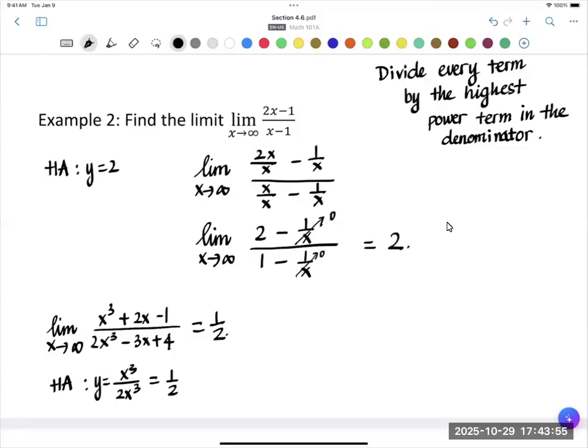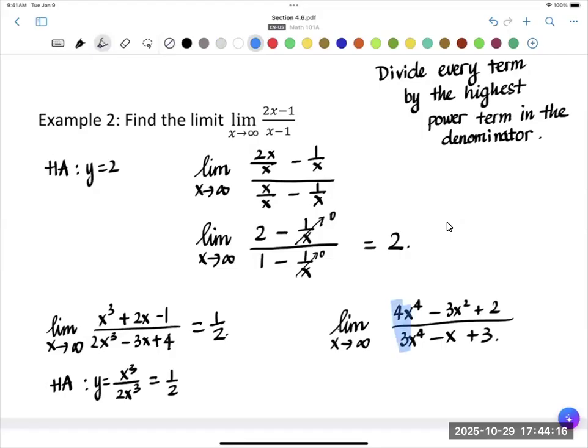And this happens in all problems where the numerator and the denominator have the same degree. So if I have (4x to the power 4 minus 3x squared plus 2) over (3x to the power 4 minus x plus 3), this is also the same thing. We look at the leading term, and our limit as x approaches positive infinity will be 4/3.